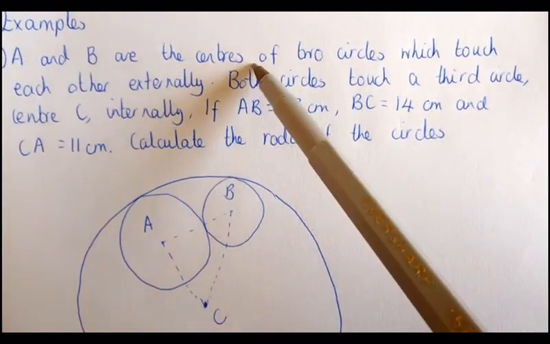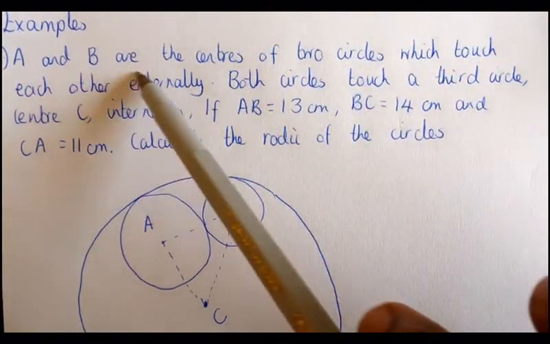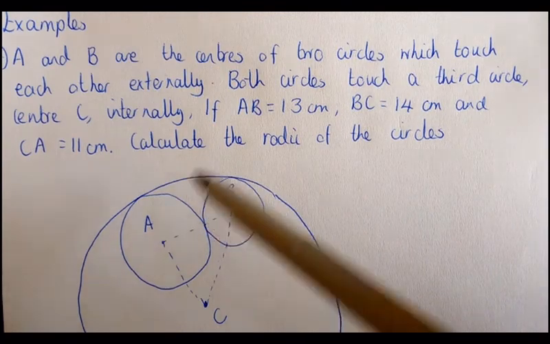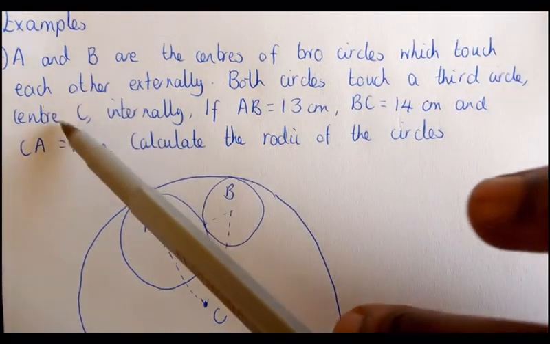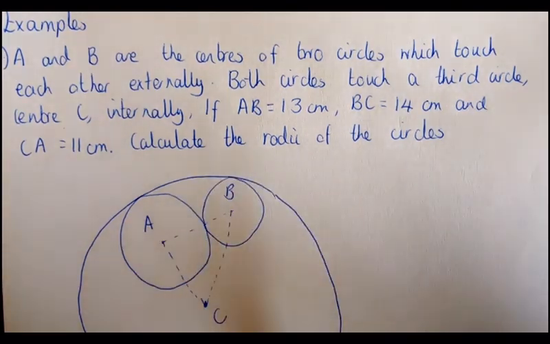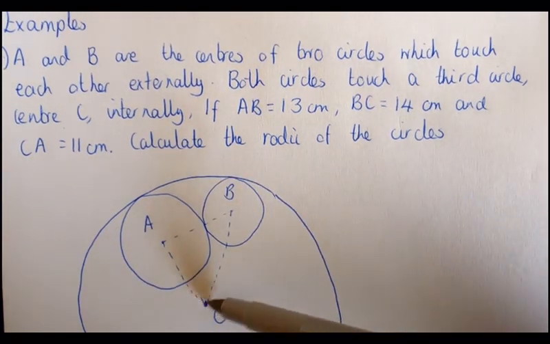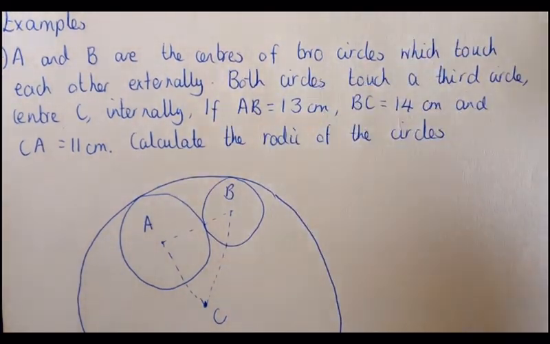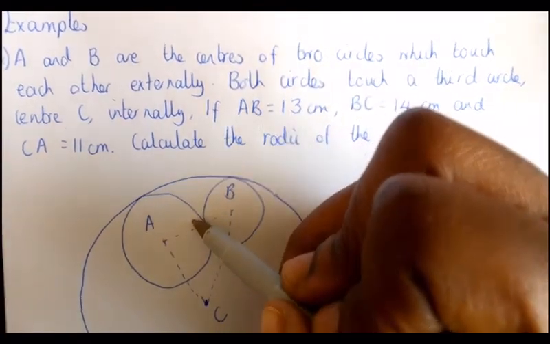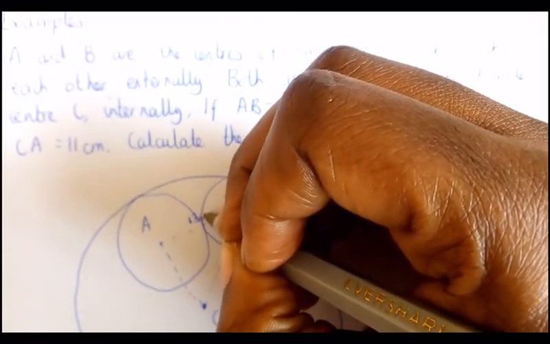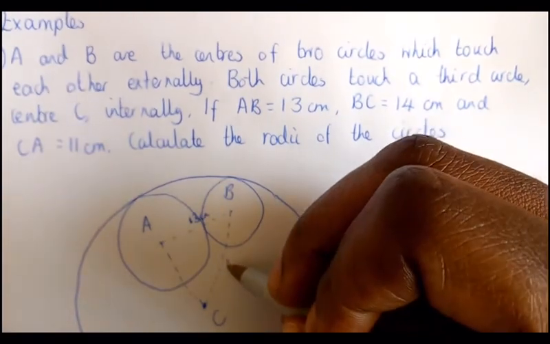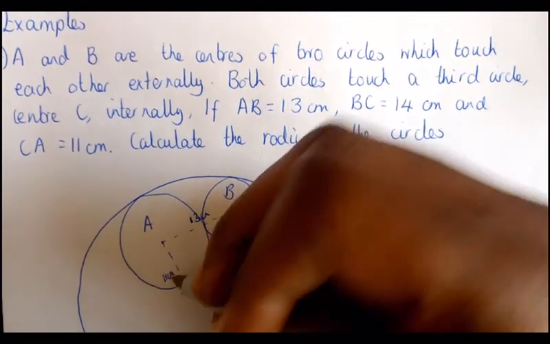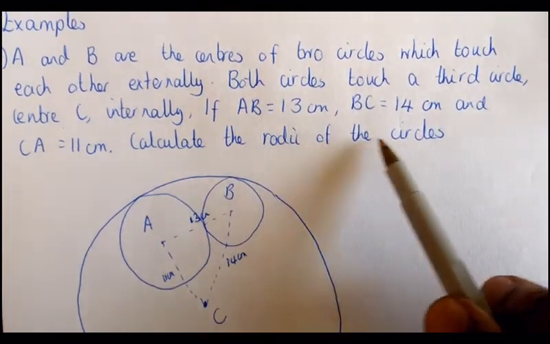A and B are the centers of two circles which touch each other externally. This is A and this is B. They touch each other externally like this. Both circles touch a third circle, center C, internally. This is the circle center C, and they touch the circle internally. If AB is equal to 13 centimeters, BC is equal to 14 centimeters, and CA is equal to 11 centimeters, calculate the radii of the circles.